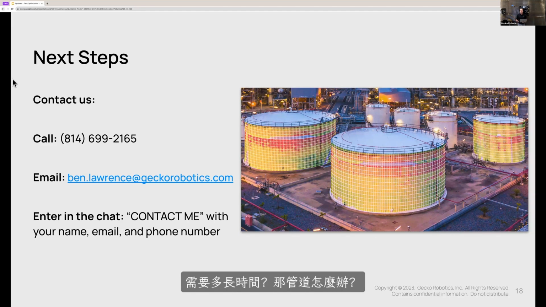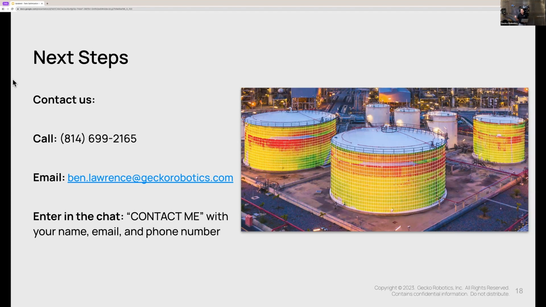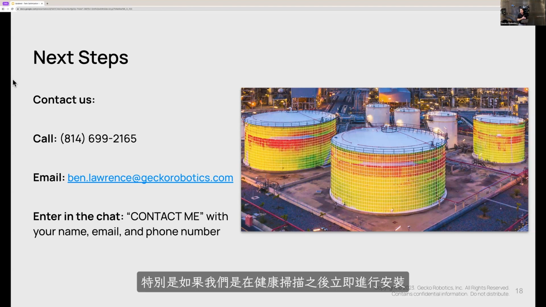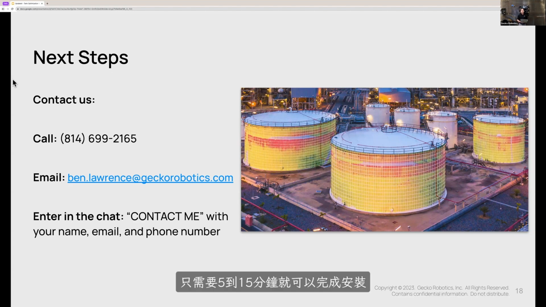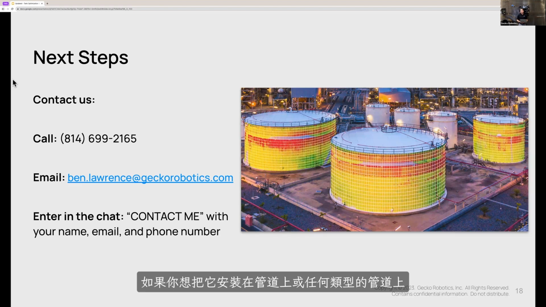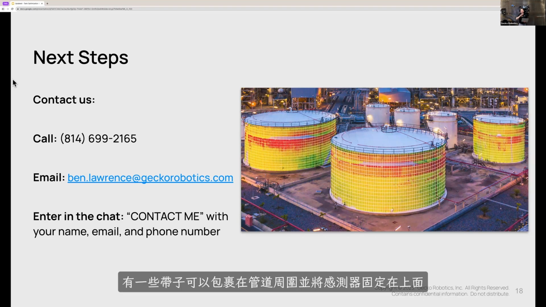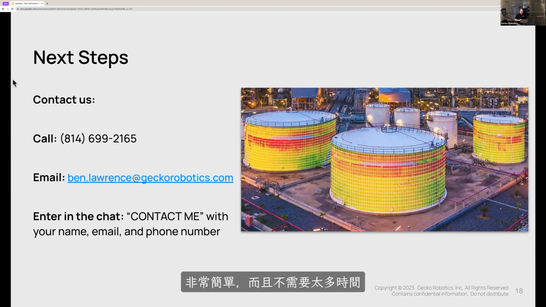And what about piping? When it comes to installation, if you're just putting it on a tank, especially if we do it immediately following the health scan, which is what most of our customers are doing now, 5 to 15 minutes, and that sensor is installed. And if you want to put it on a pipe or any sort of process piping, there are bands that will wrap around the pipe and adhere the sensor to it. Again, very simple, and it doesn't take much time at all.